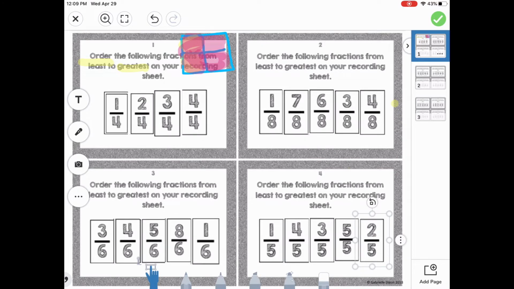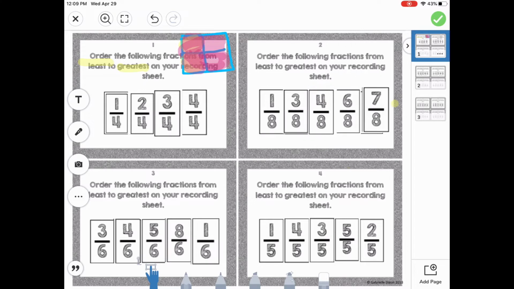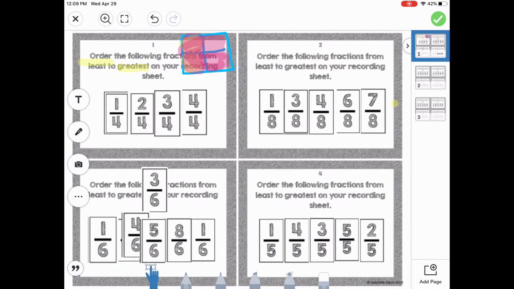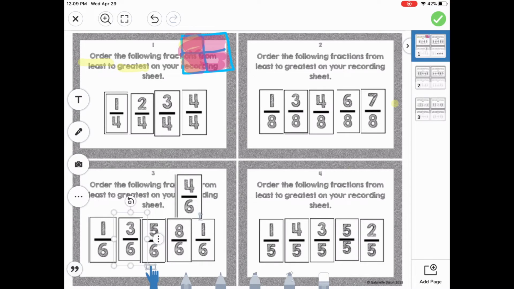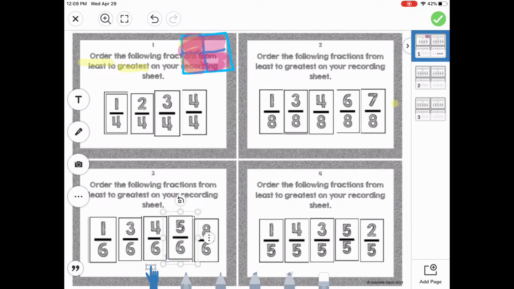All right, for number 2, we have 1/8 that's already the smallest. I know 3/8 is going to be the next largest. Then I know 4/8, then 6/8, and finally 7/8 will be the largest in number 2. On number 3, I know 1/6 should be the smallest, so that's going to be first. Then 3/6, then 4/6. 8/6 will be the largest, and 5/6 will be the next. So 1/6, 3/6, 4/6, 5/6, and 8/6.